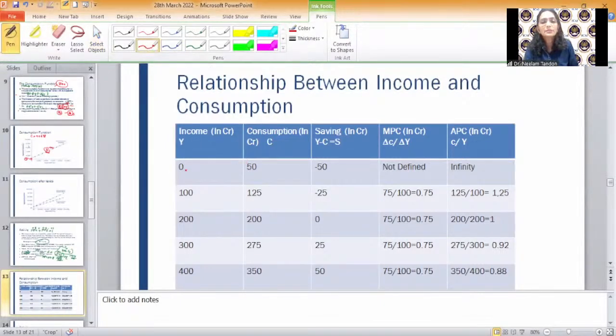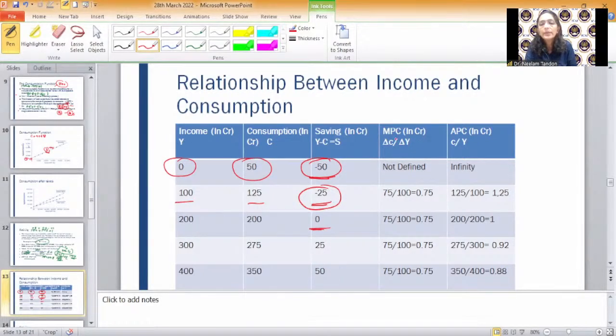Here you see, income is 0, consumption is 50. This is autonomous consumption. That is why the savings is minus 50, because with no income you are still consuming. But now if income goes to 100 and consumption is 125, consumption is still exceeding income by 25. So 25 is again dissavings. Where whatever income you are generating, you are consuming, savings is 0. And as income increases, savings go up respectively.